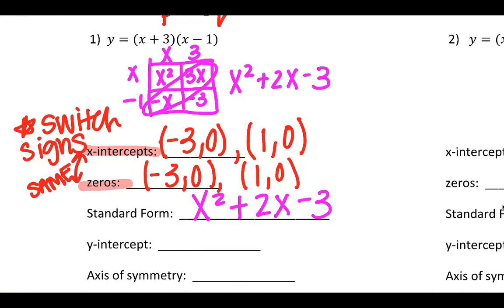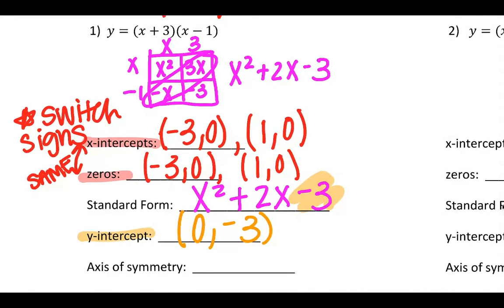From there, I can look at the C, and that will give me 0 over, and then down, negative 3 is my Y-intercept.